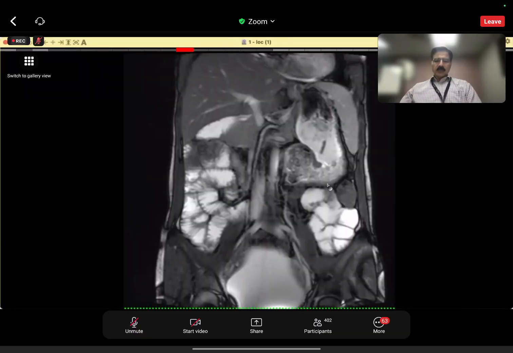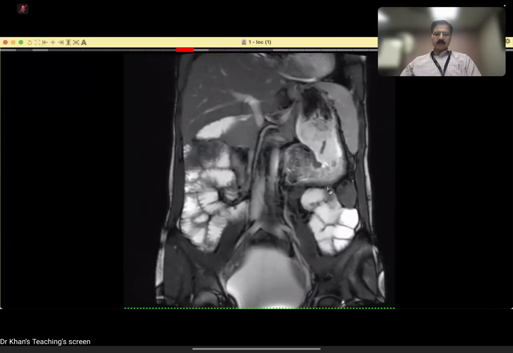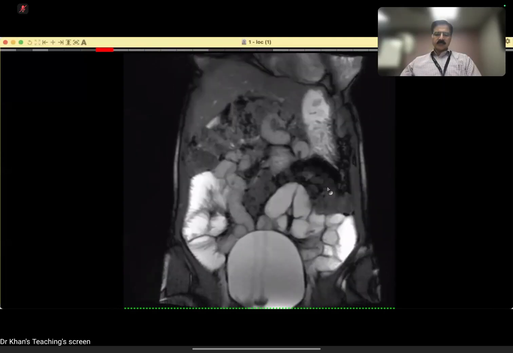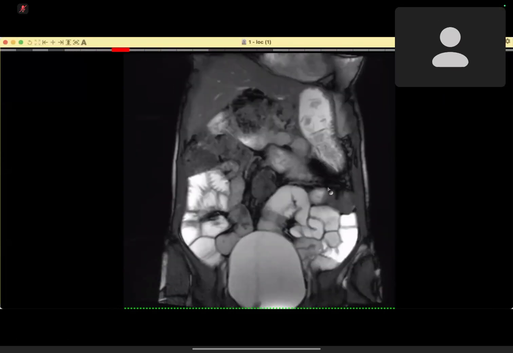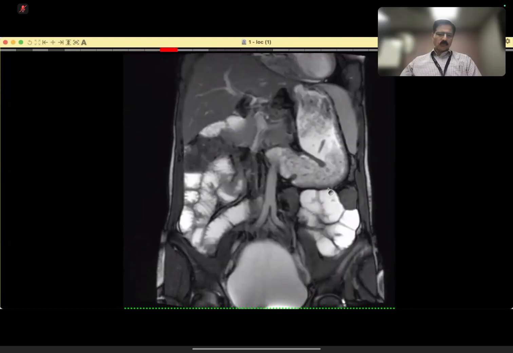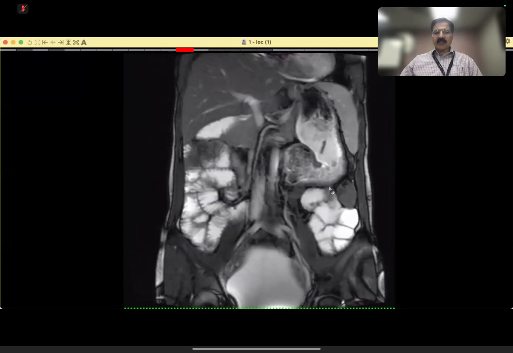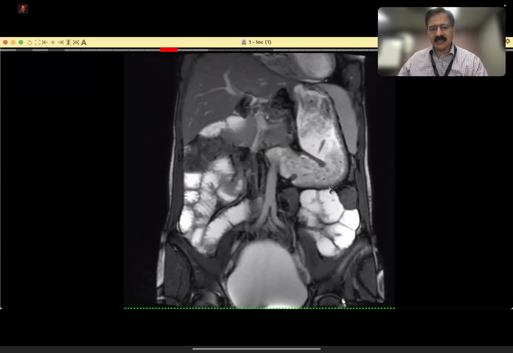So, candidate 6. Yes. I'm going to scroll this for you. Let me tell you the history. This is a 36-year-old female. The patient has got chronic diarrhea off and on, and she has lost weight, history of abdominal pain, vomiting, and chronic diarrhea off and on. With that, we have done an MRE examination.